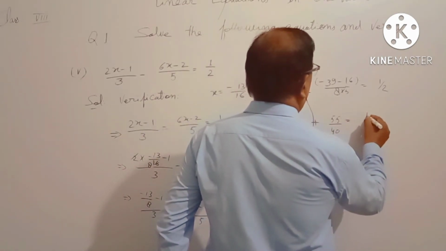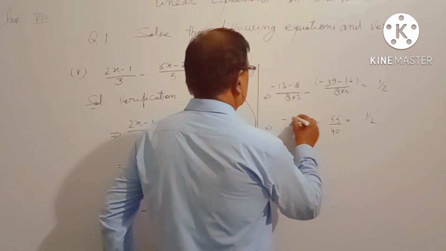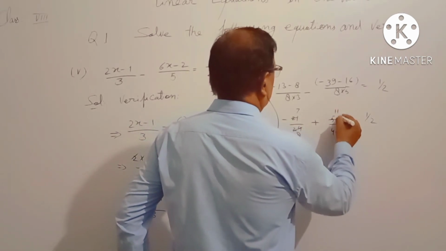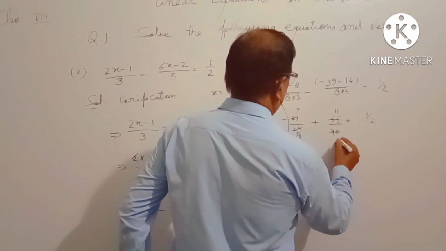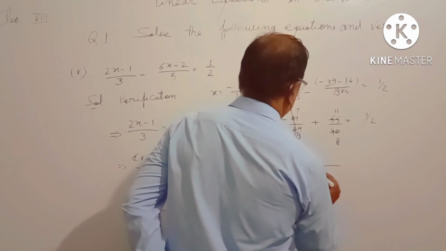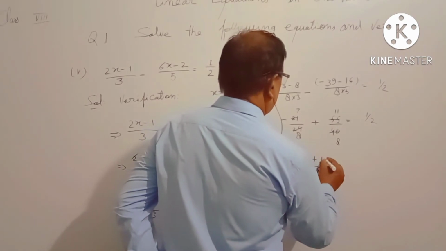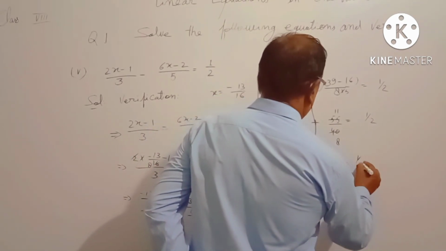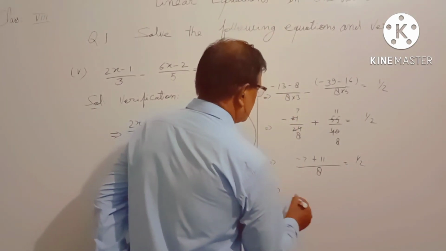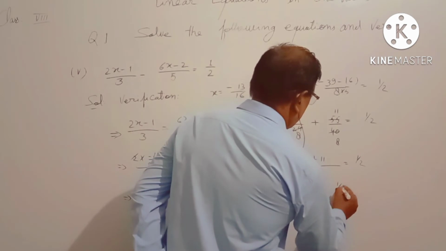Now it should be 1 by 2. Now if it is possible, we can cancel also. 3 7 the 21, 3 8 the 24, 5 11 the 5, 8 the 40. Now we see here it be as 8 and minus 7 plus 11 equal to 1 by 2. Now 11 is positive, 7 is negative. Now we see here as 4 by 8 equal to 1 by 2.